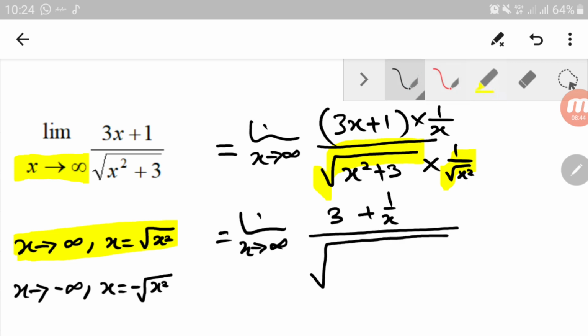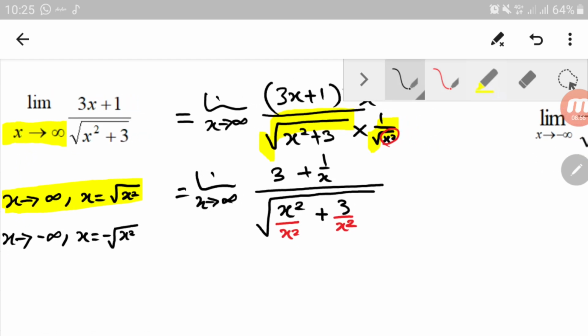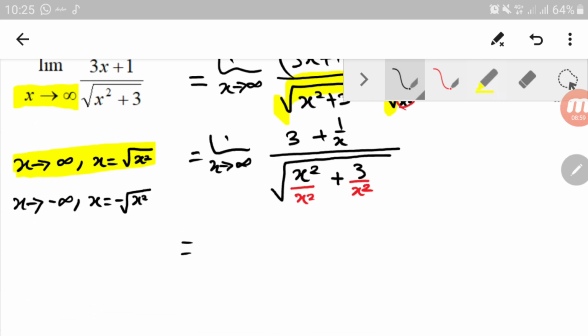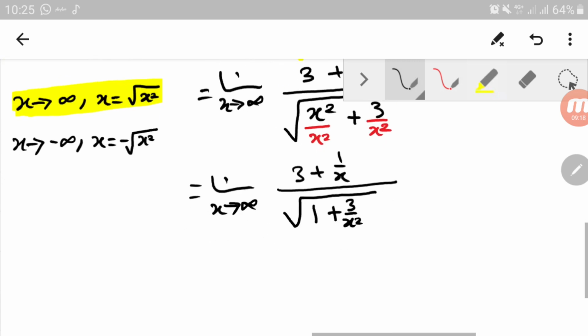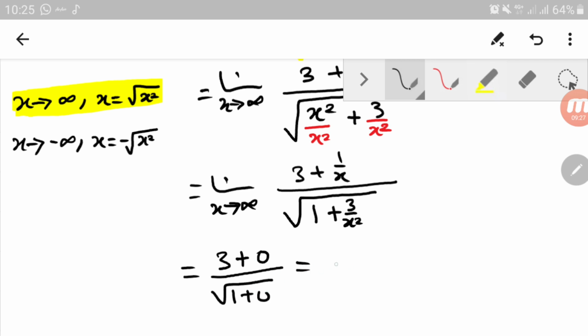So we have a big square root, x squared plus 3, and we divide the content inside as well. Then we can proceed. From this, we get 3 plus 1 over x, over the square root of x squared divided by x squared, which is 1 plus 3 over x squared. We have limit as x approaches infinity, so we can substitute. It's 3 plus 0 over the square root of 1 plus 0. Therefore, it is 3.